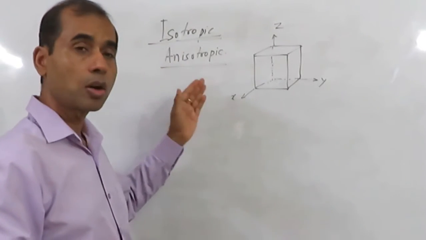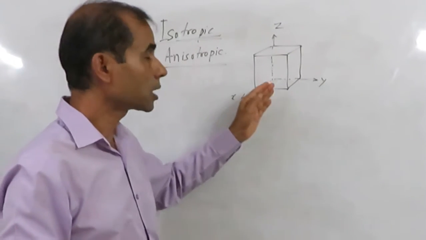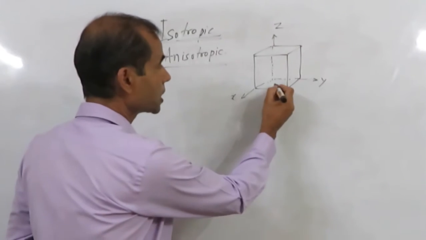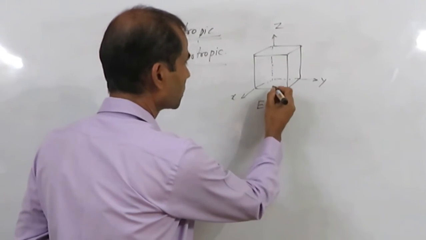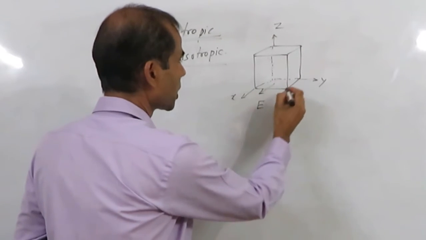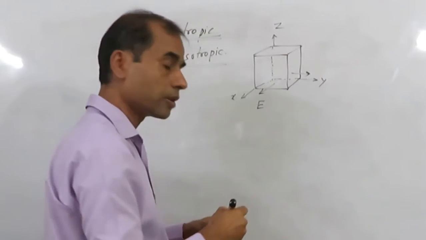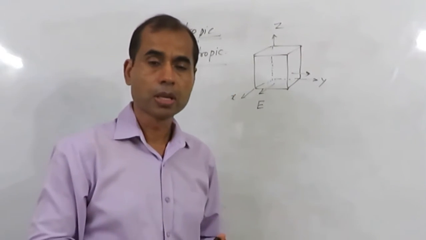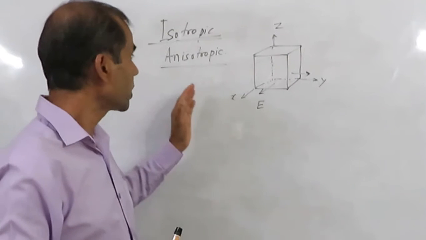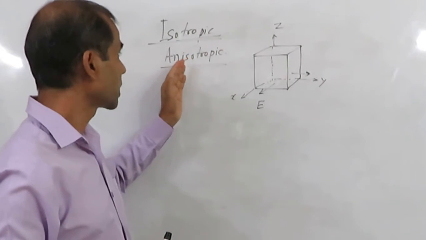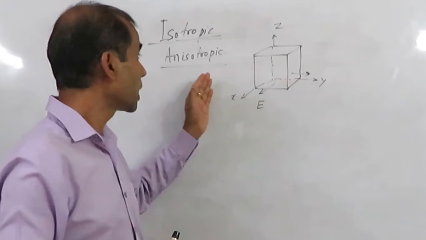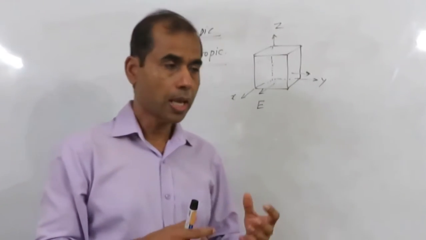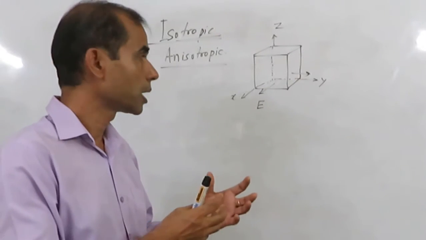Anisotropic is opposite of this. That means the mechanical properties in different directions are different. So if we measure the elastic modulus, for example, in this direction and in this direction, then they are different. Then we call this material as anisotropic. There are many materials which are isotropic, and also there are many materials which are anisotropic. So isotropic material could be, for example, a ceramic material or a casting.